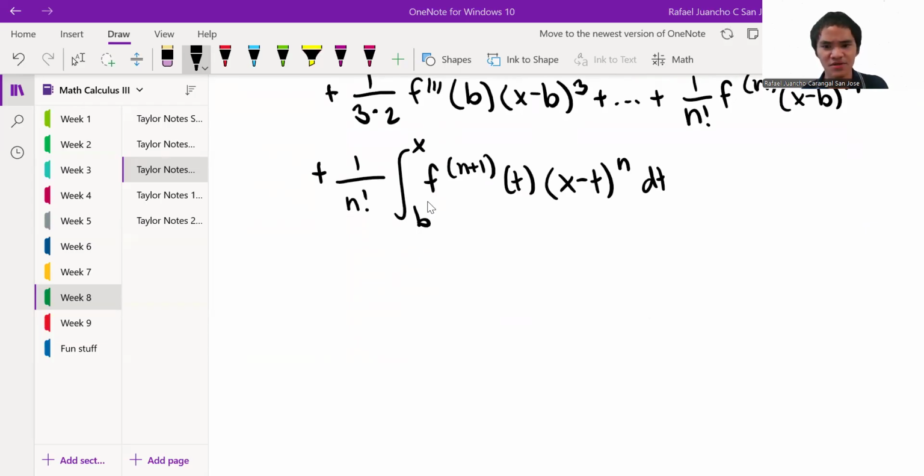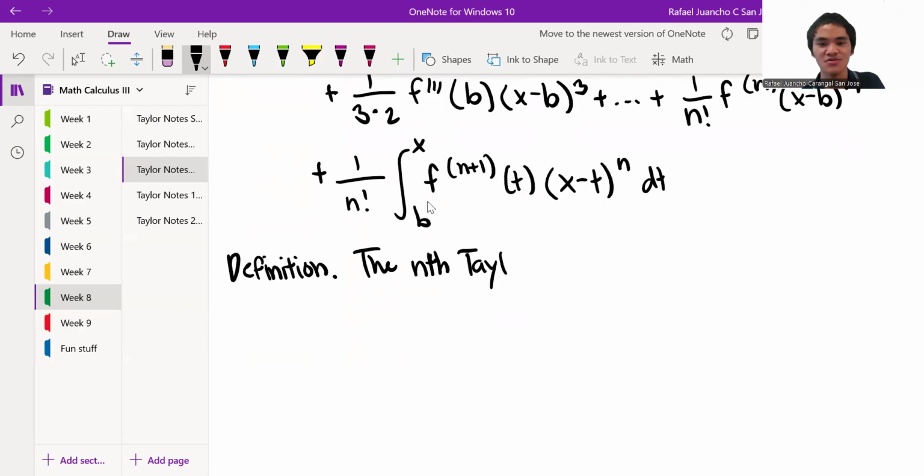Okay, let's do a formal definition of what in the actual thing am I talking about. Okay, so the nth. So now we're talking about something more general, right? Because we could get a first Taylor polynomial. We could get a second. We could get a third, a fourth, a fifth, a millionth, an nth. So that's a more general idea there. So we're going to get the nth Taylor polynomial for f based at b.